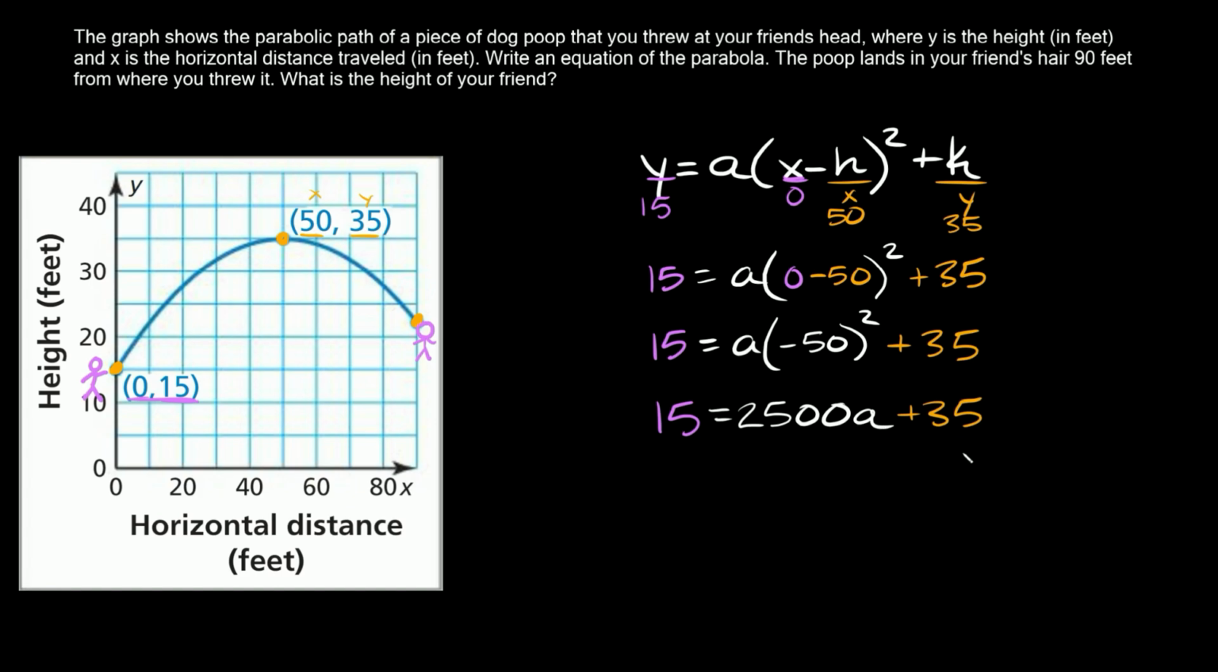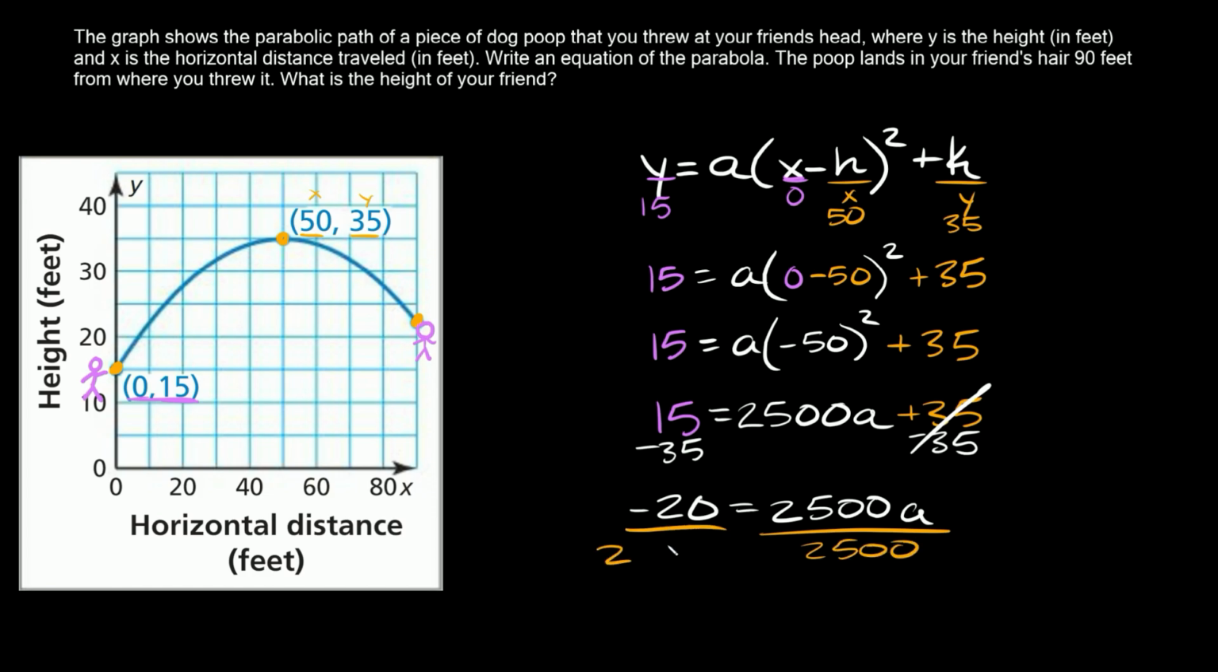To solve for a, we just need to isolate it. Let's get rid of this 35 by subtracting 35 from both sides. Those cancel out. 15 minus 35 is equal to negative 20. So negative 20 is equal to 2,500a. To solve for a, just divide both sides by 2,500. Those cancel out. Negative 20 divided by 2,500 is equal to negative 0.008. So that's equal to a. Cool, we just solved for a right there.